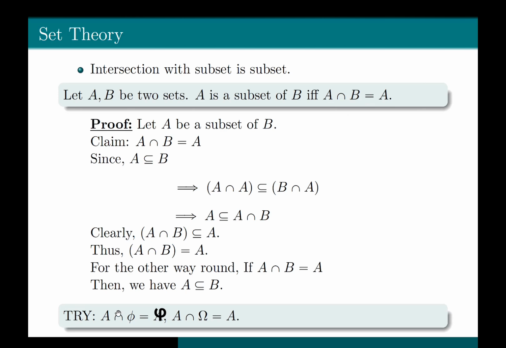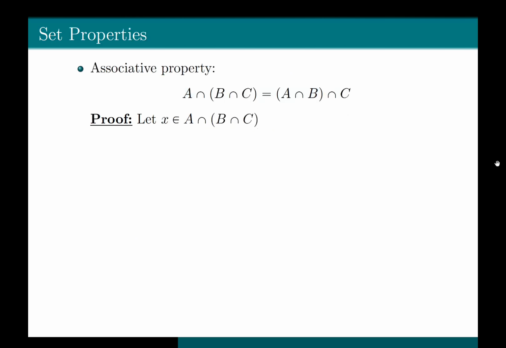But for the first one, when we have three sets A, B, and C, then union and intersection follow the associative property as well. That means that if you take A intersection, and then the intersection of B and C, it is the same as taking the intersection of A and B first and then finding the intersection of that with C. How do you prove that? We start by taking an element in A intersection B intersection C.